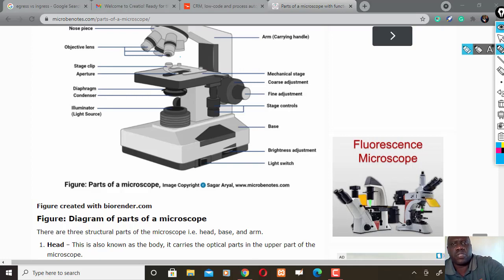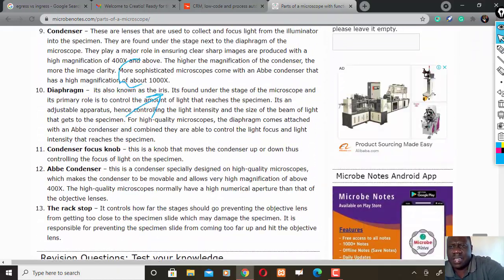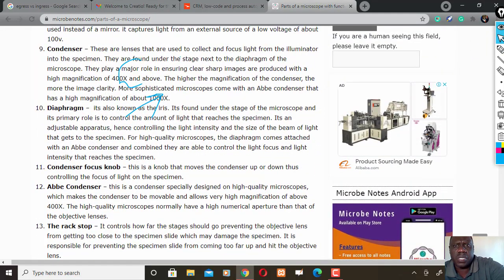The diaphragm should be here. This is the stage, is what we are calling the stage, and this is the diaphragm. It's right below the stage. And we are saying the diaphragm, which is also known as the iris. It's found under the stage of the microscope, and its primary role is to control the amount of light that reaches the specimen. It is more or less like the iris in your eye.